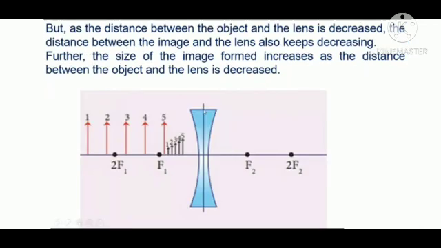It concludes that in concave lens, as the distance between the object and the lens is decreased, the distance between the image and the lens also keeps decreasing. The size of the image formed increases as the distance between the object and the lens is decreased.